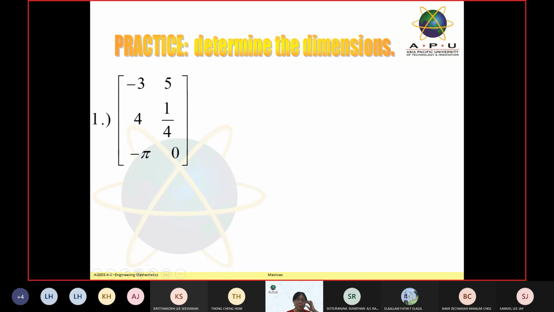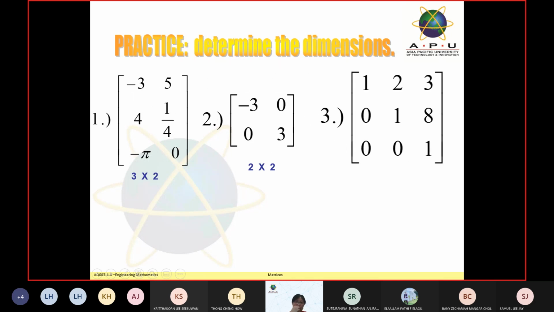Okay, hold on. This one, give me the answers. Dimension. 3 by 2, 3 rows, 2 columns. Okay. How about the second one? 2 by 2. Okay. Correct. How about the third one? Okay. 3 by 3, yes.